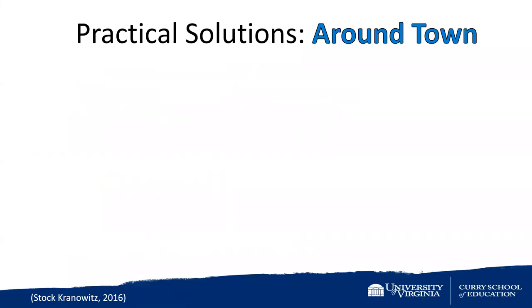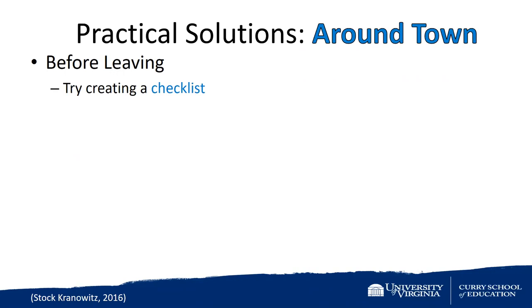So we're going to segue out of puberty and think about practical solutions for around town or out in the community. Before leaving the house, it may be helpful to have a checklist of all of the items that your teenager may need before they head out the door. Having that checklist right by the front door or even on the front door may give a visual reminder of, do I have my lunchbox? Do I have my folders? Do I have any medication that I need? Things like that.